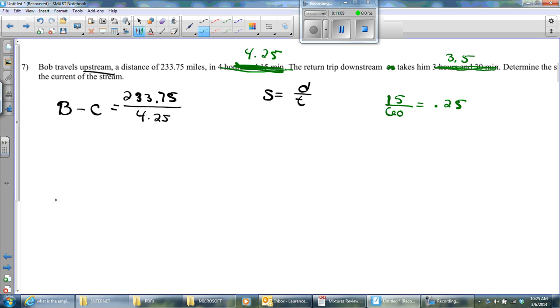All right, and then we'll have B plus C, and that will equal, where are we? 233, the distance is the same, 75 hundredths, and this time divided by 3.5 hours. So I'm going to rewrite these equations after I have done that division.